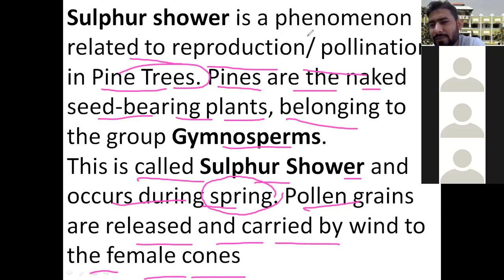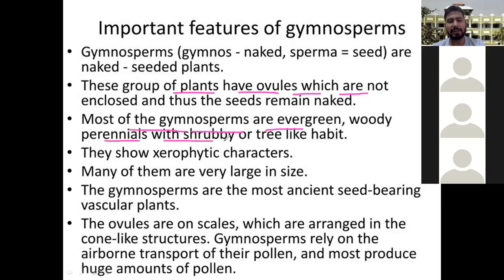Like that, here the number of pollen grains is huge in quantity. When they discharge from the pollinium, it looks like a sulfur shower. The green woody perennial with shrubby or tree-like habit I have discussed.